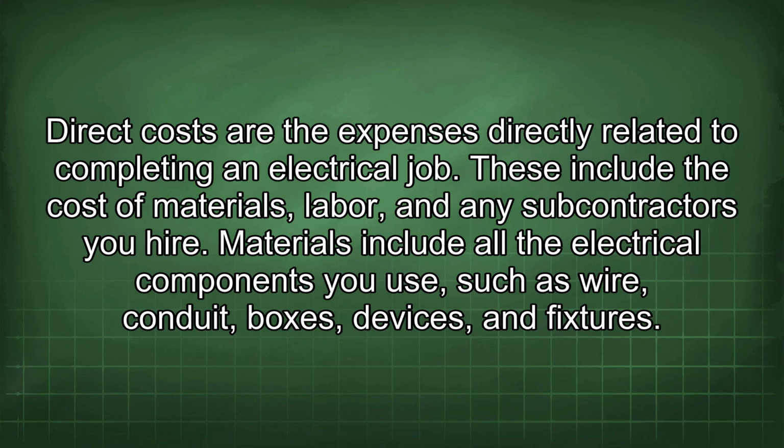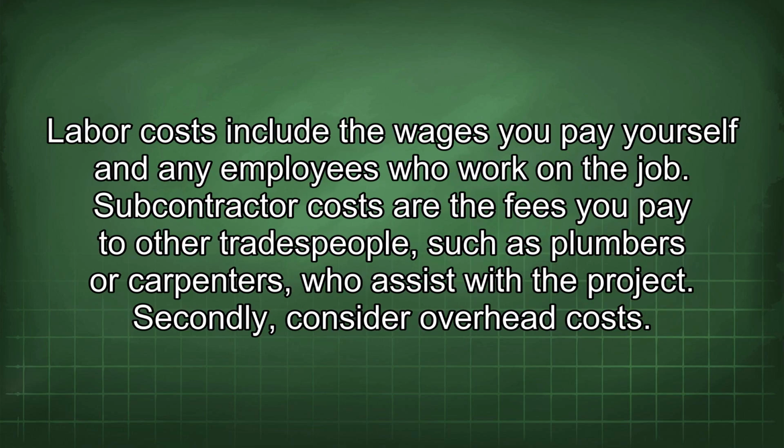Materials include all the electrical components you use, such as wire, conduit, boxes, devices, and fixtures. Labor costs include the wages you pay yourself and any employees who work on the job. Subcontractor costs are the fees you pay to other tradespeople, such as plumbers or carpenters, who assist with the project.